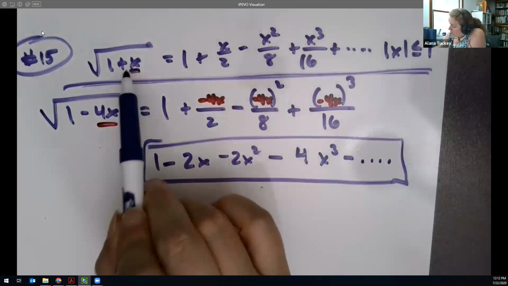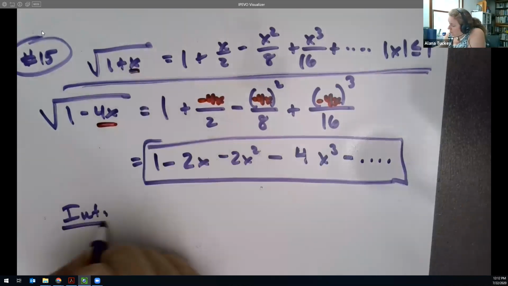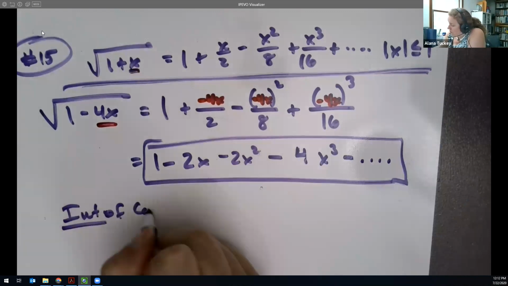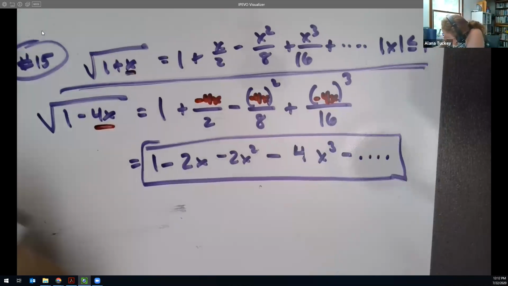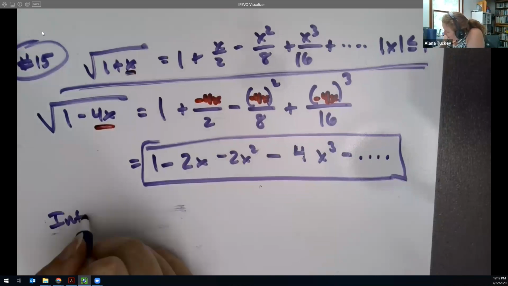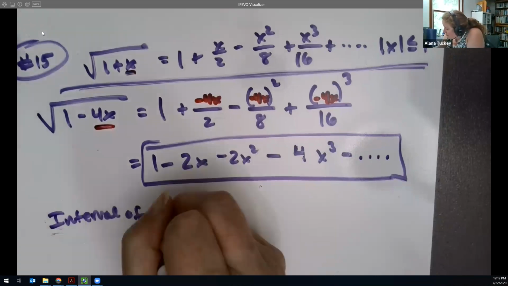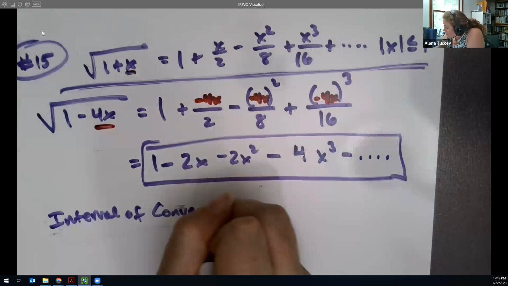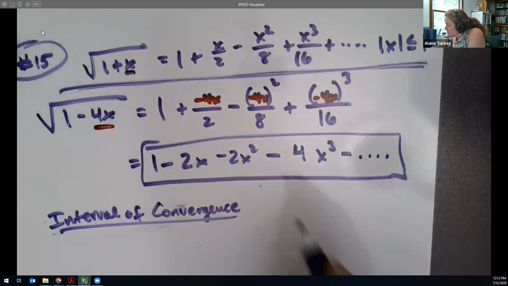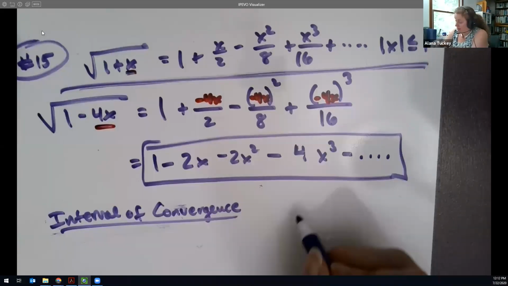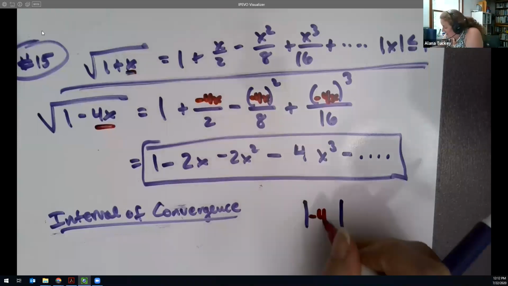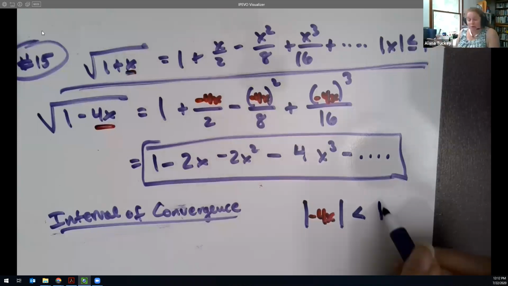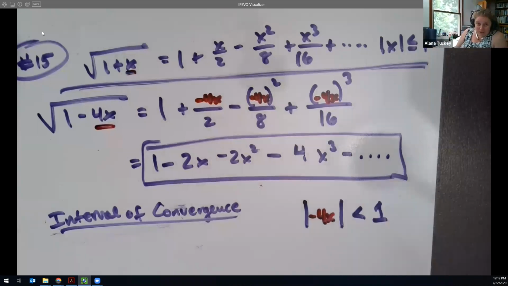But for our new series, the interval of convergence, I can spell. That's a conv. Forget it. I give up. I'll just start again. All right, interval. There we go. It's my own fault for being too lazy to write the word convergence out. Okay. So it was absolute value of x, and now it's going to be, wait for it, negative 4x, because you substituted everywhere, including into the interval of convergence.